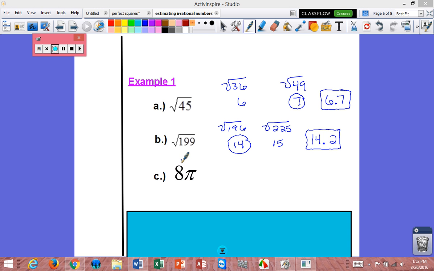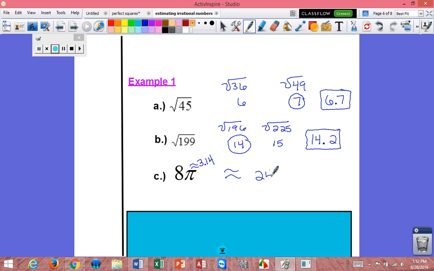All right, now we have 8 times pi. Now, we know that the estimated value of pi is 3.14. So if we were to round that, that would be 3. So we're just going to take 8 times 3. So 8 pi is going to be approximately equal to 24. Now, this is different than letters A and B, but we are still taking pi, which is an irrational number, and we are approximating it to 3.